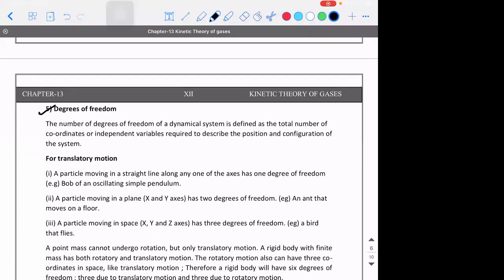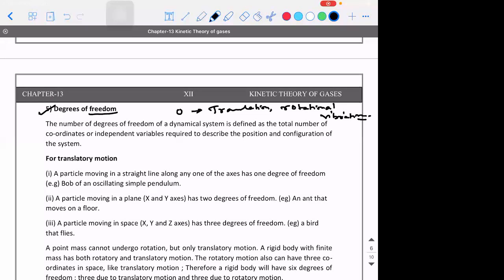As the name suggests, when you talk about a molecule, the molecule will have translational, rotational, and vibrational motion associated with it, right?